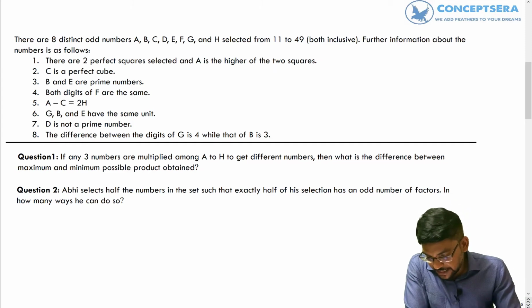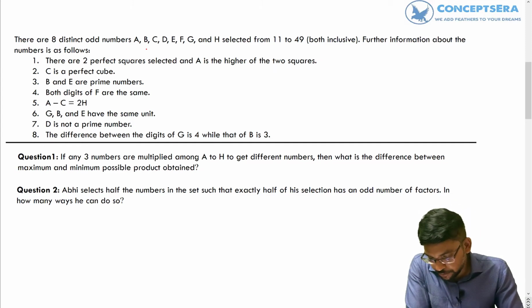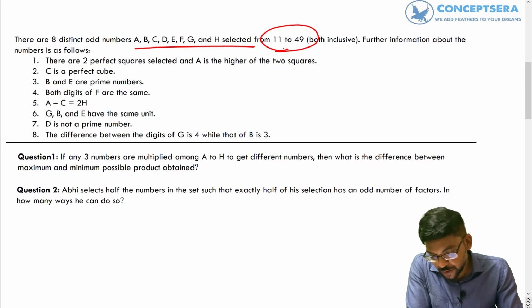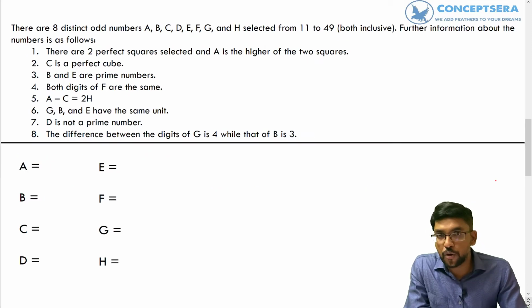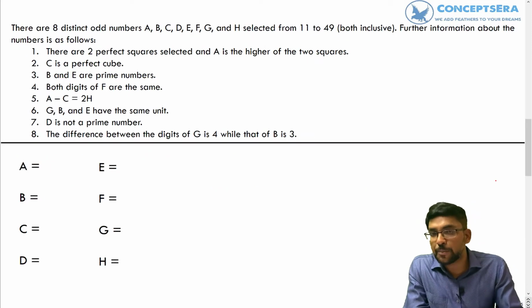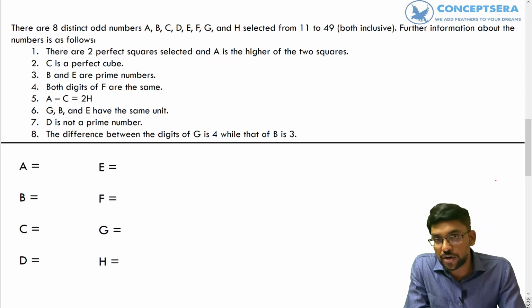So in the given caselet, there are 8 distinct odd numbers from A to H. And these odd numbers we have to select from 11 to 49, and both of them are inclusive. Further, some information is given to us, and through that information we have to decode what alphabet is supposed to represent what particular number. So let's put the given data in a better manner to decode this particular caselet. Here we have 8 letters and we have to decide what letter represents what number.